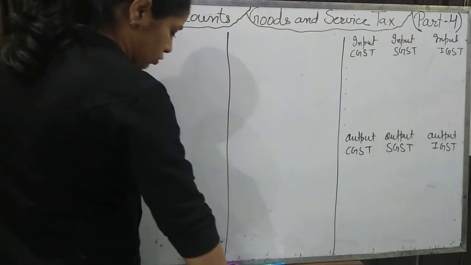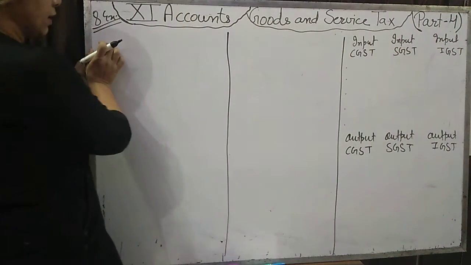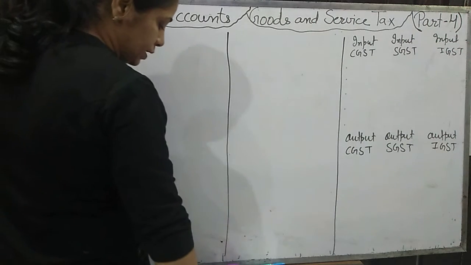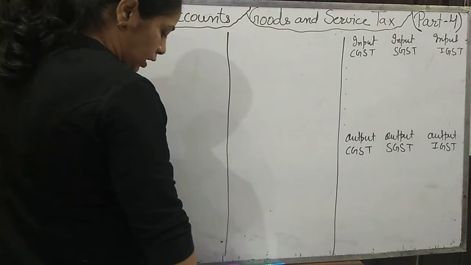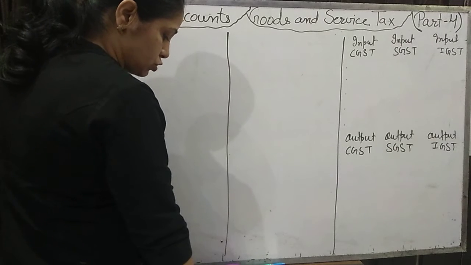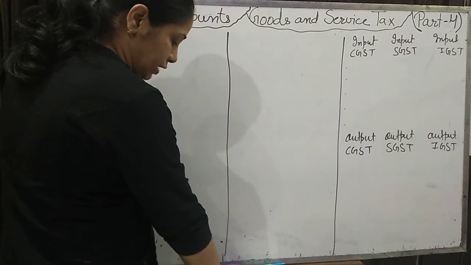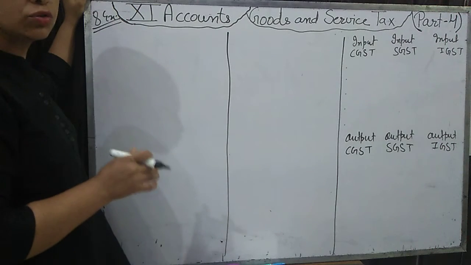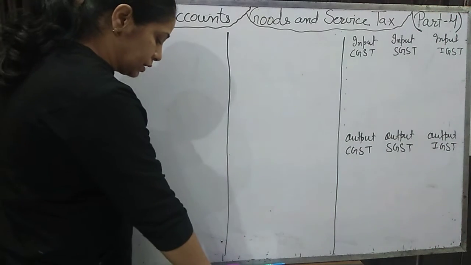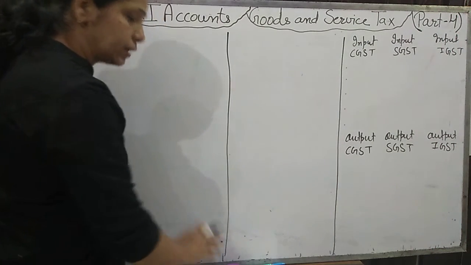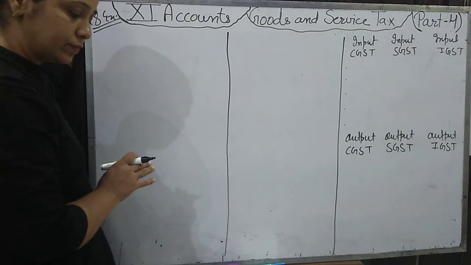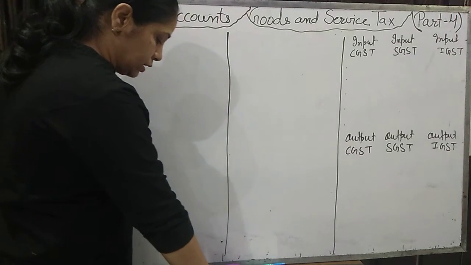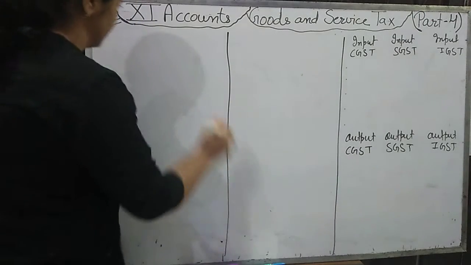So let's start. On 2nd Feb, I will not write the date, I will write only the entry. On 2nd Feb, purchase goods from Anupriya of Gujarat. We have to pass a journal entry of Deepak of Gujarat. Deepak is of Gujarat, and Deepak purchases goods from Anupriya, that is Gujarat. Same state is there, then CGST and SGST will be paid. Purchases account of rupees 2,50,000.